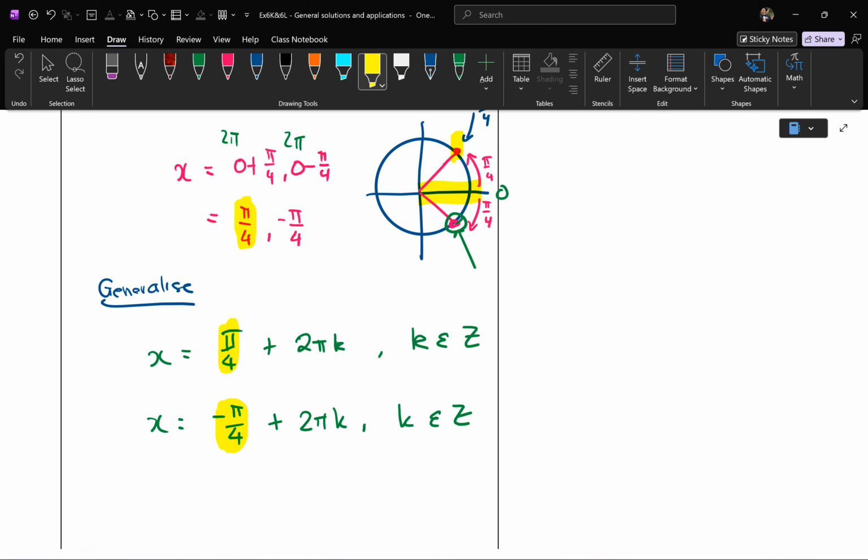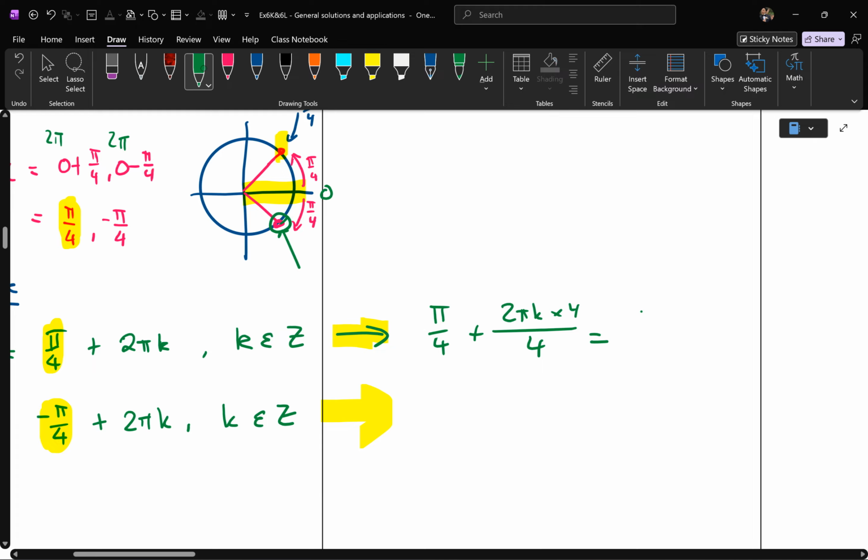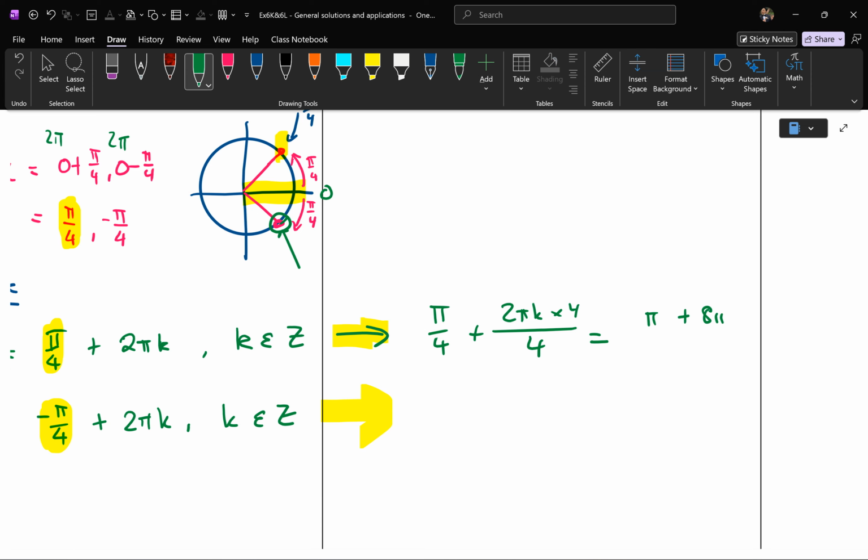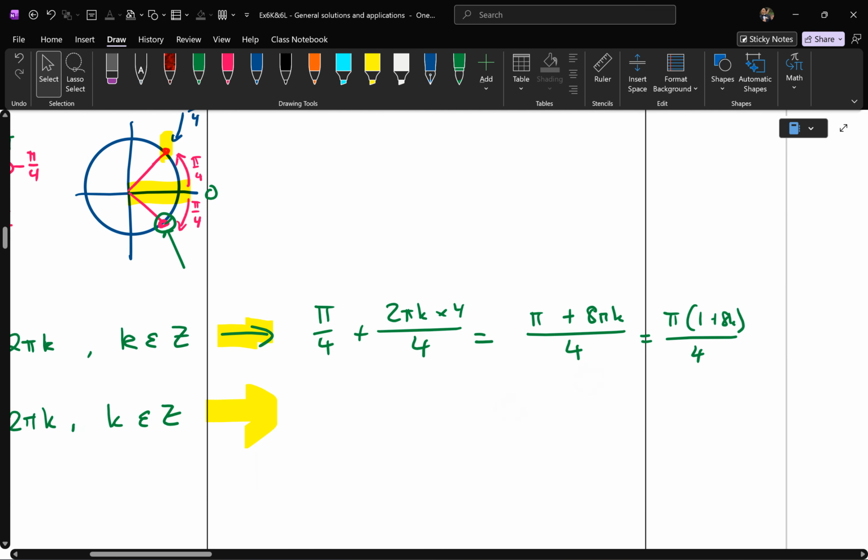Yeah, so the final answer, I want you to actually combine them together. So that means you have to write them out of quarters. So here would be pi on 4 plus 2 pi k times 4 over 4. Now they have the same denominators, put them all together. And you can then say it's pi, actually I'll do it a bit slower. So pi plus 8 pi k on 4. Factorize the pi and you get 1 plus 8k on 4. And then don't forget to write k element of z. That's the answer they prefer.